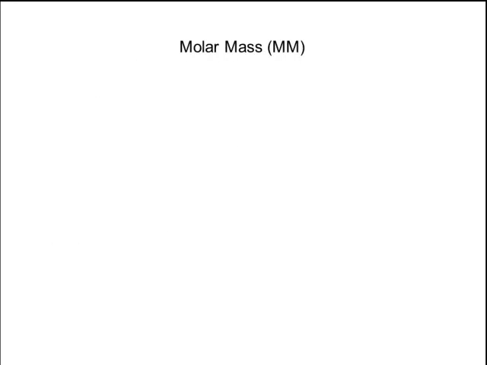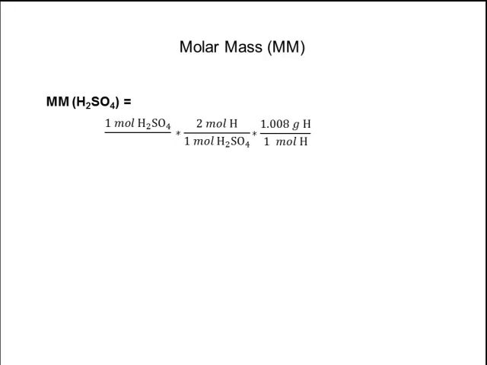Well, first thing we need to have is the molar mass. We want the molar mass of H2SO4. If you remember back to doing those calculations, I have 1 mole of H2SO4. 1 mole of H2SO4 is equal to 2 moles of hydrogen. Then 1 mole of hydrogen is equal to 1.008 grams of hydrogen. That's the molar mass of hydrogen. Gives me a total of 2.016 grams of hydrogen. That's the mass of hydrogen in 1 mole of H2SO4.